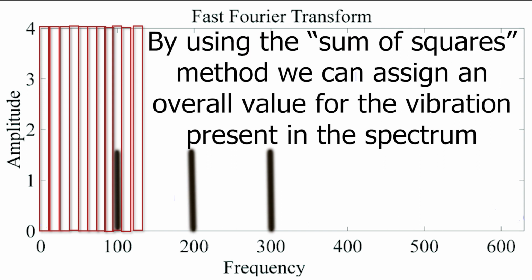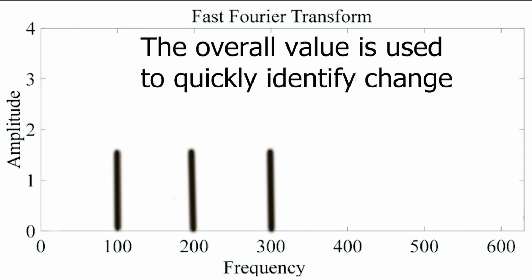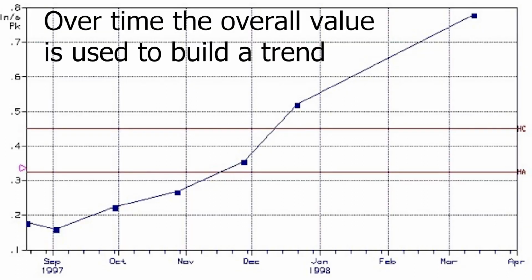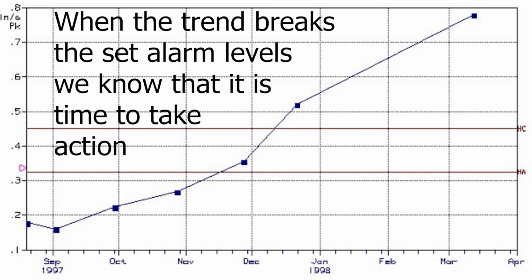By using the sum of the squares method, we can assign an overall value for the vibration present across the entire spectrum. This overall value is used to quickly identify change. By consistently collecting data over time, the overall values derived from the spectrum are used to build a trend plot. When the trend breaks the set alarm limit levels, we know it's time to take action and begin further analysis.